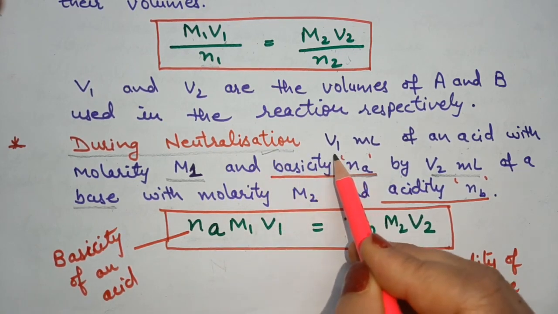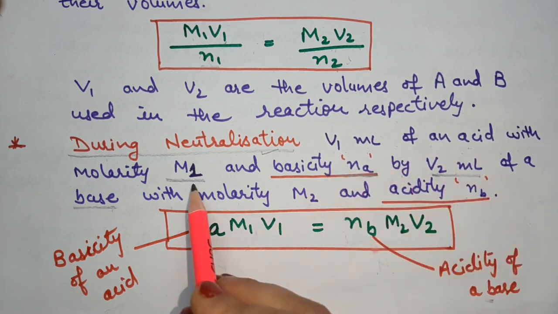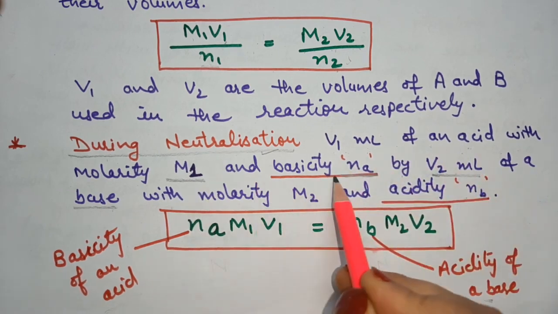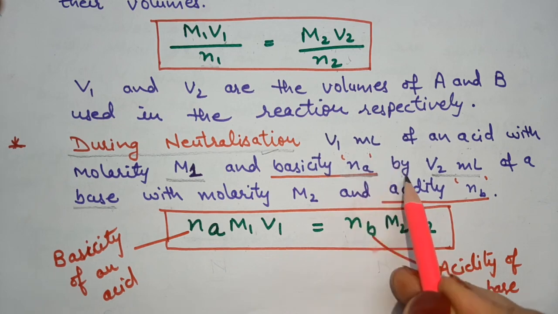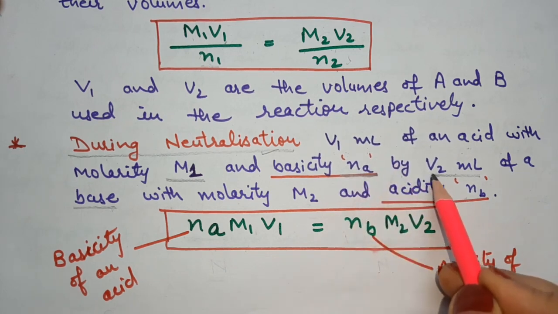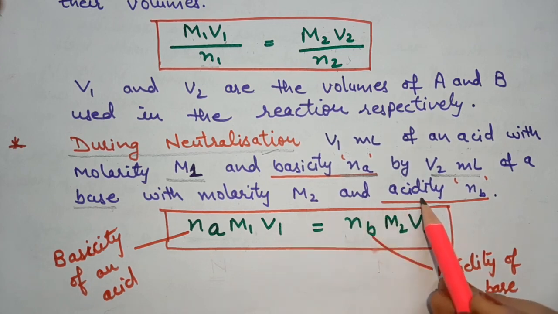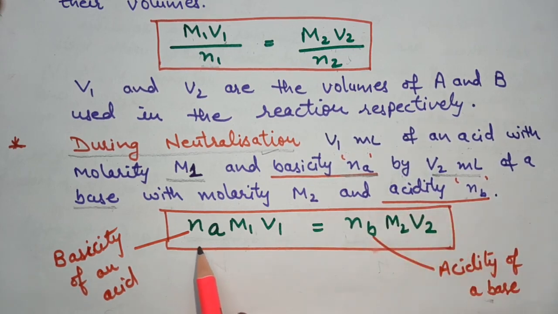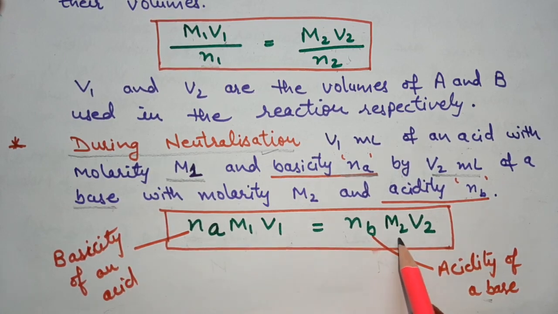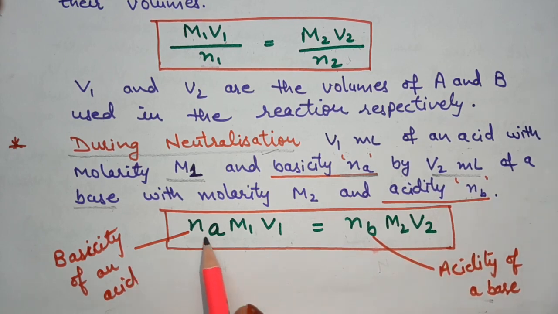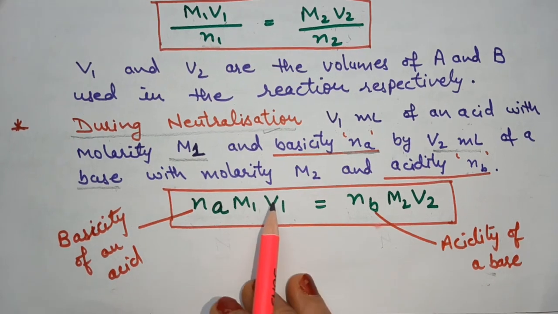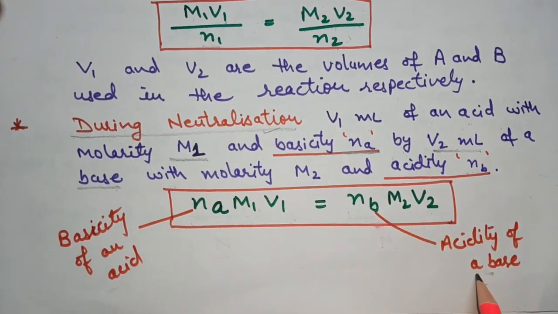Let us take V1 volume of an acid with molarity M1 and basicity Na that is neutralized by V2 volume of a base with molarity M2 and acidity Nb. So the equation is Na M1 V1, which is for the acid, equal to Nb M2 V2, which is for the base. Here Na is the basicity of the acid and Nb is the acidity of the base.